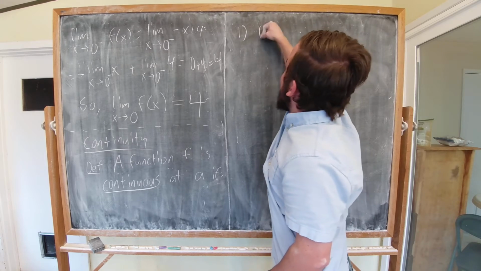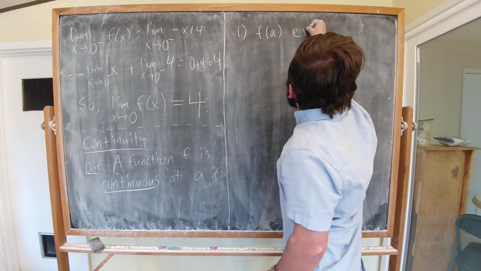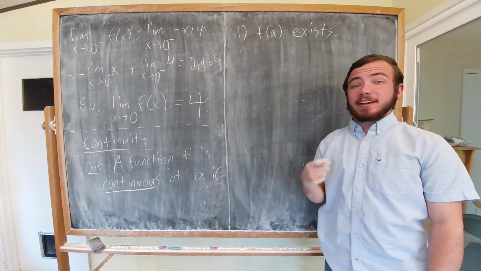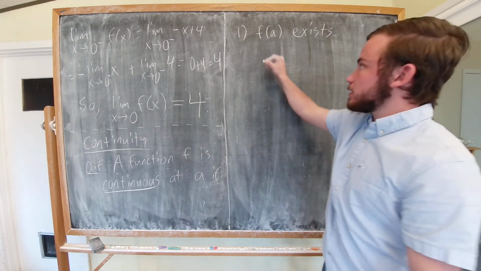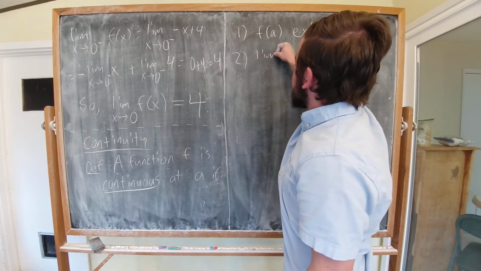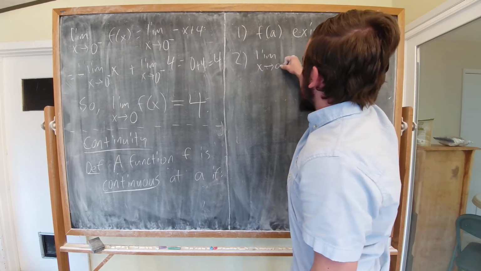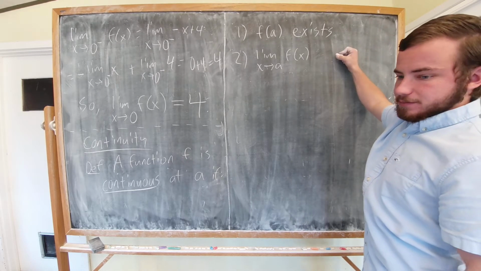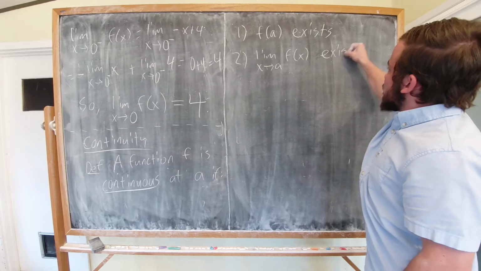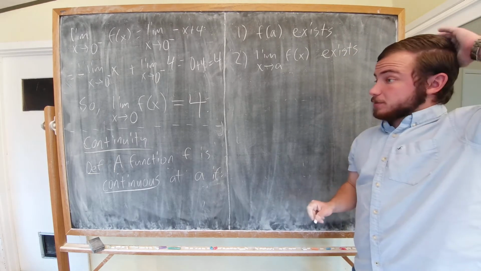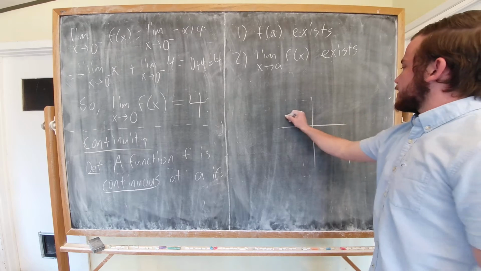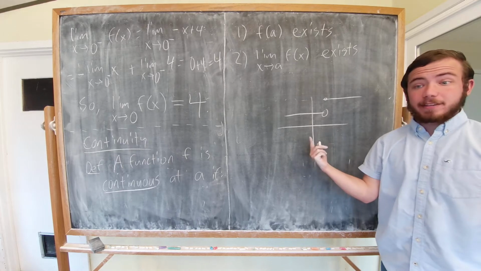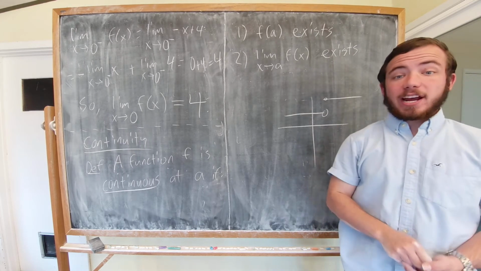First, we need that f of a exists. If the function isn't defined there, it doesn't make sense to talk about it being continuous there. So that's a reasonable first condition. Secondly, we want the limit as x approaches a of f of x to exist. Again, a reasonable criteria, because a function like this should not be continuous there. How do we tell that it's not continuous there? By checking whether the limit exists.